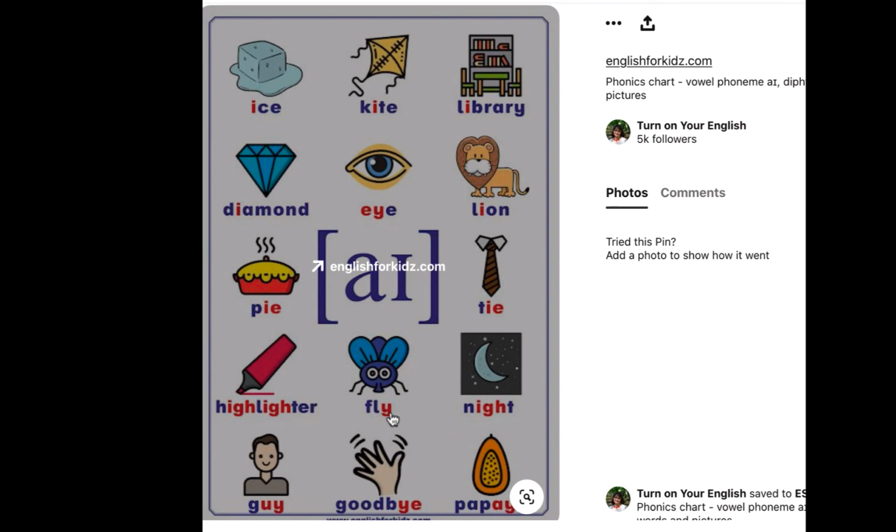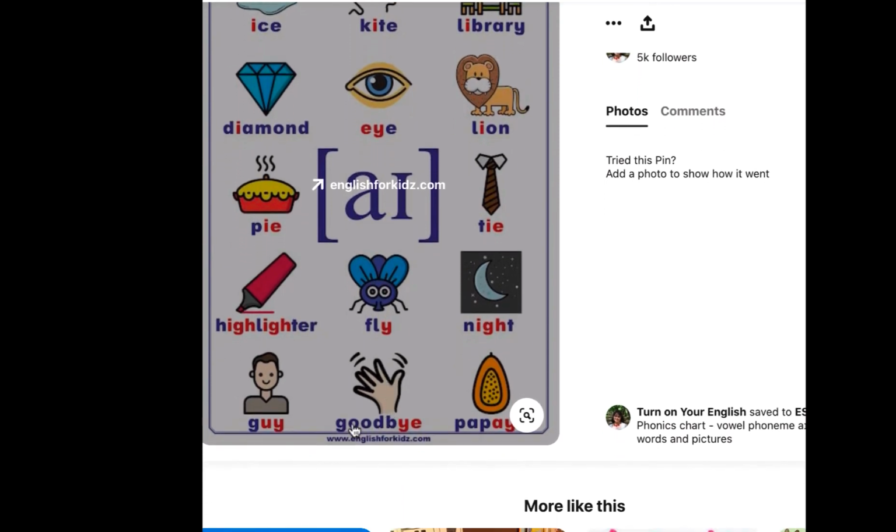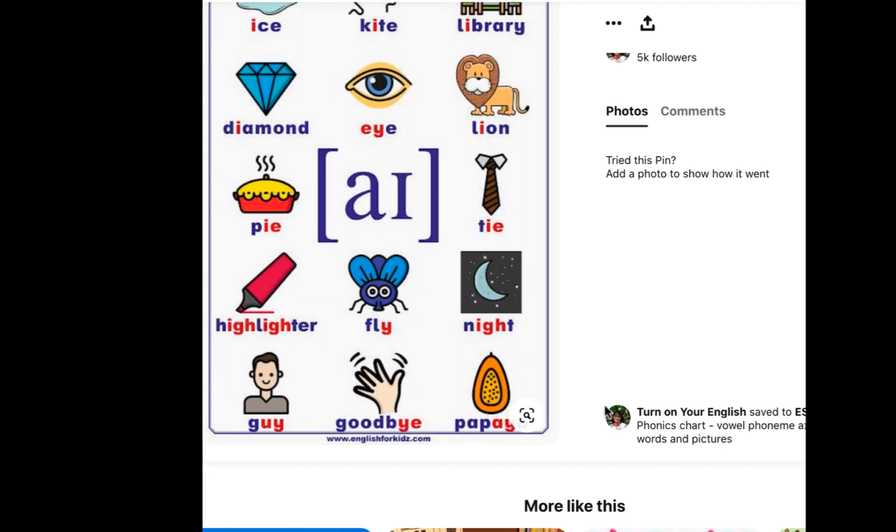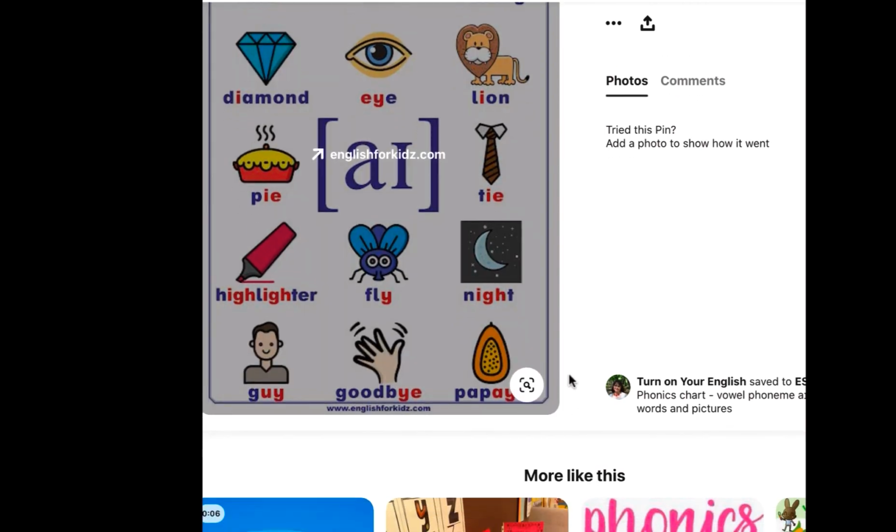And then the simple Y can give us the I sound. And then UY, as in guy, can give us the I sound. And then YE gives us the I sound, as in goodbye. And then AY, as in papaya, gives us the I sound.